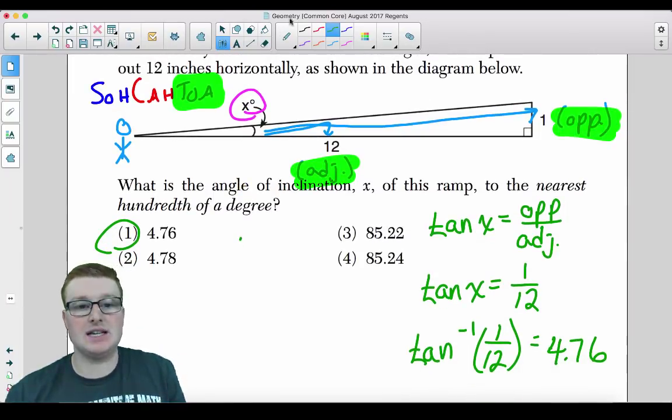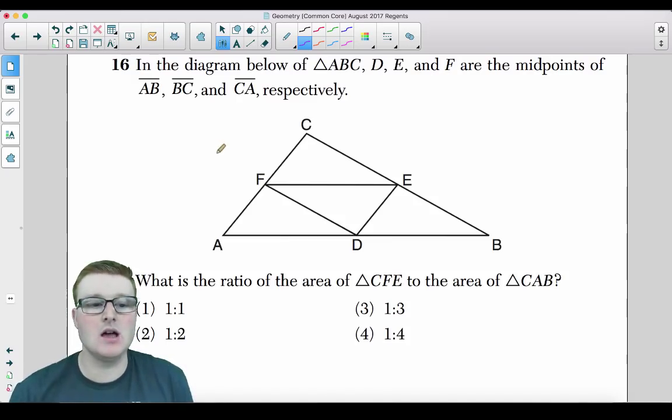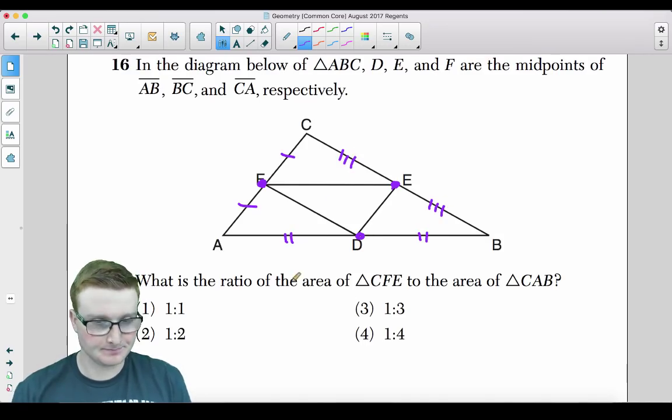All right, moving on to number 16. Number 16 says, in the diagram below of triangle ABC, D, E, and F are midpoints of AB, BC, and CA, respectively. So F is a midpoint, E is a midpoint, D is a midpoint. Okay, that means that this is congruent to this, and this is congruent to this.